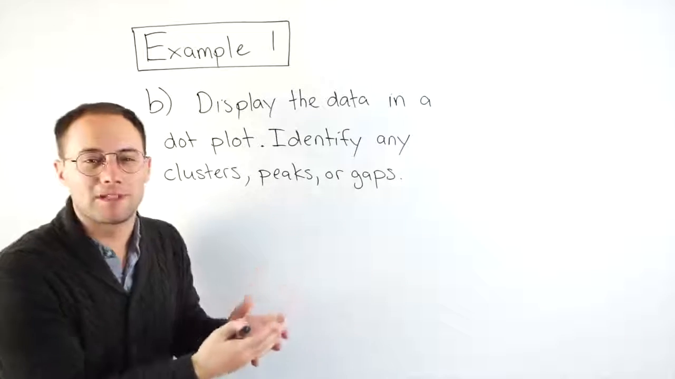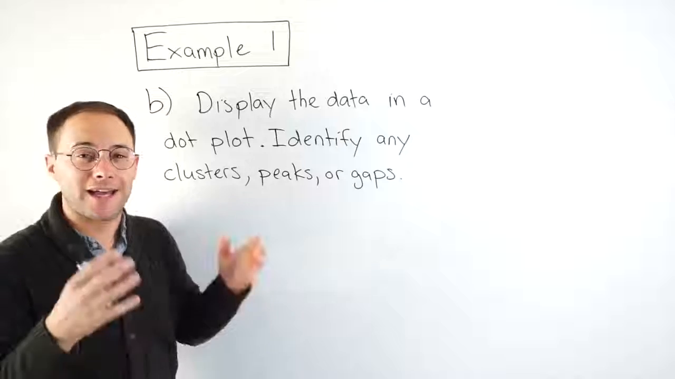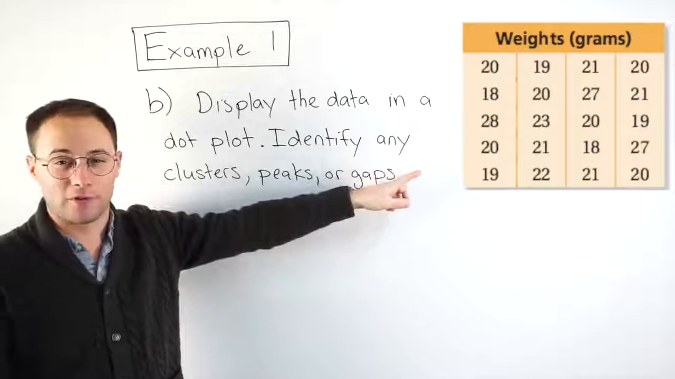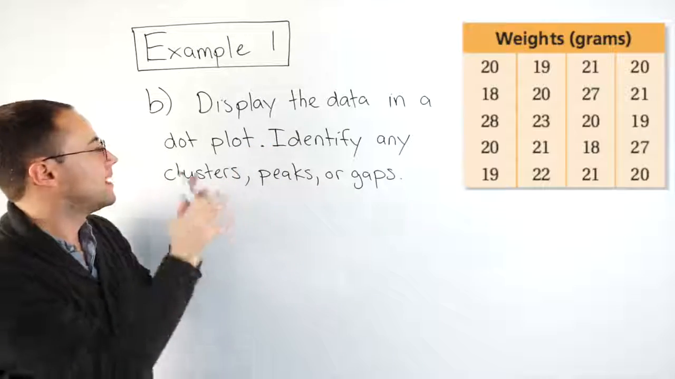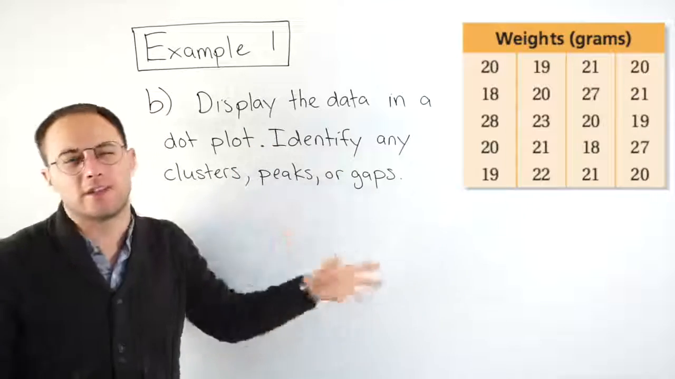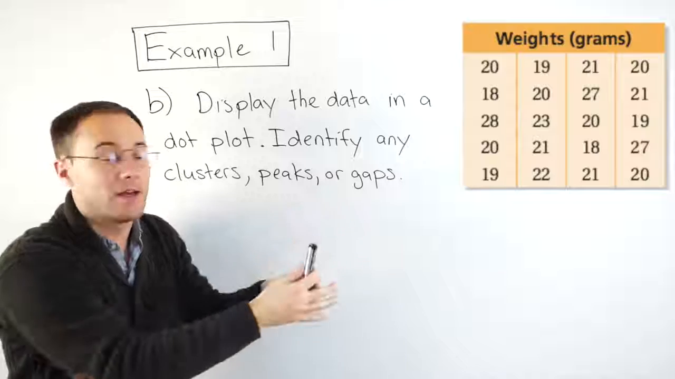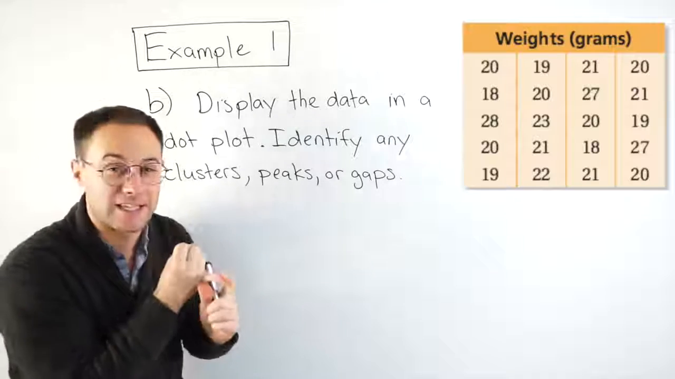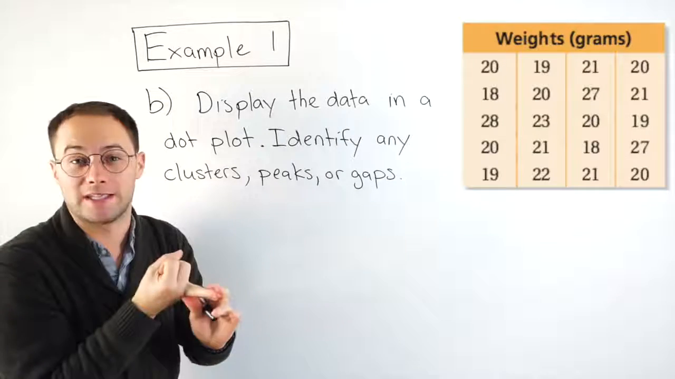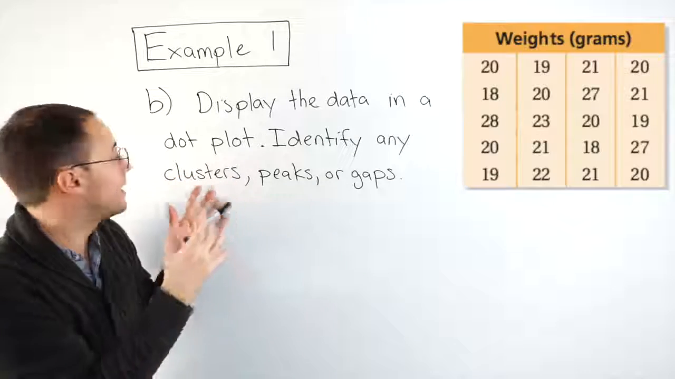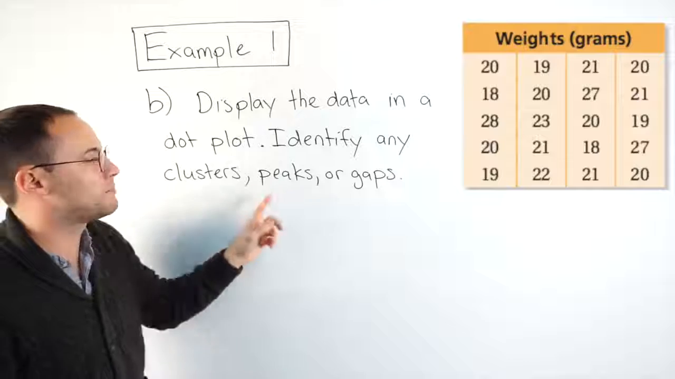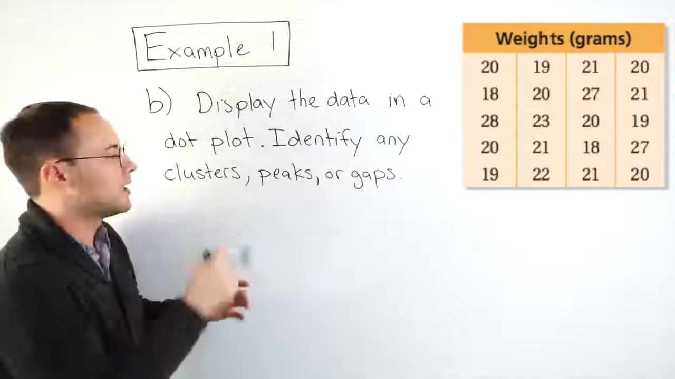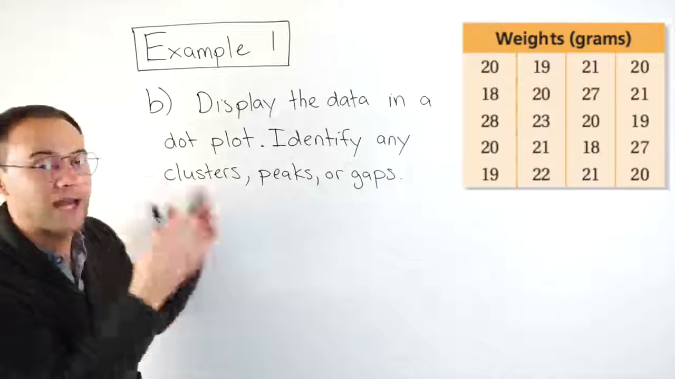Okay, part B. So we weighed a whole bunch of mice and we collected that data and have it in this little table over here. Now what we're going to do is display that data in a dot plot. So it looks kind of confusing. It's hard to tell anything about the data, right? We've already done that first step, collecting the data. Now we're going to organize it and we're going to make a dot plot. And then after the dot plot's made, identify any clusters, peaks, or gaps. And we'll talk about what those mean in a second. But first, the dot plot.